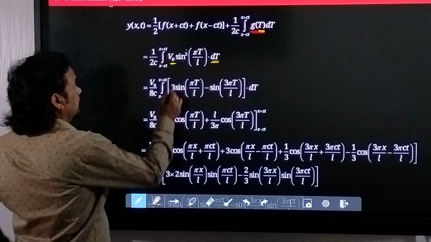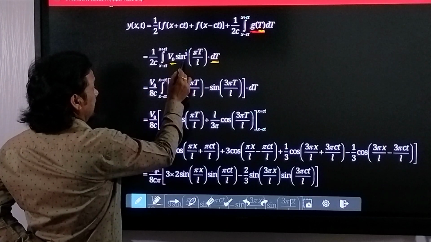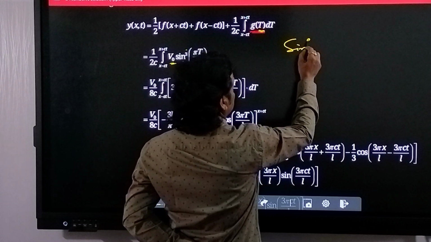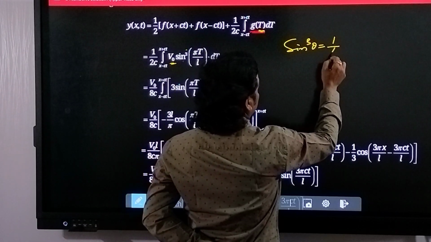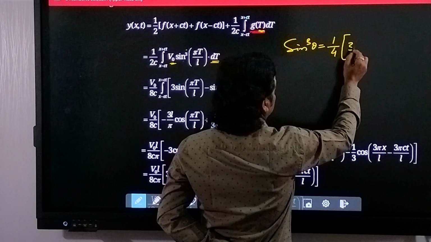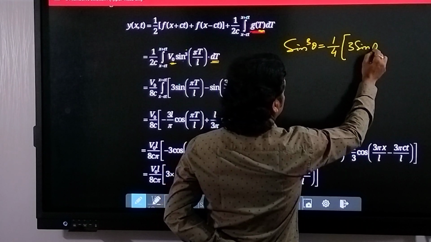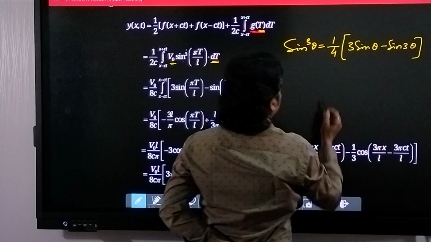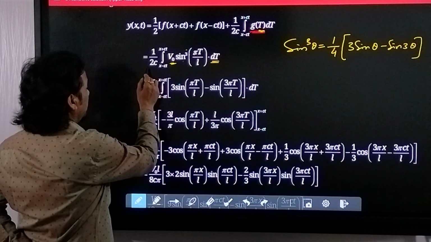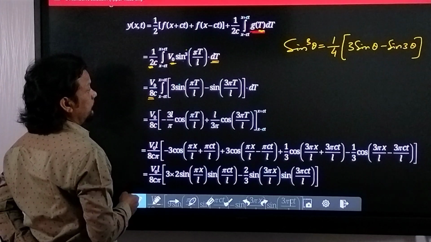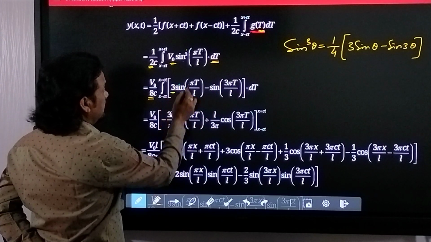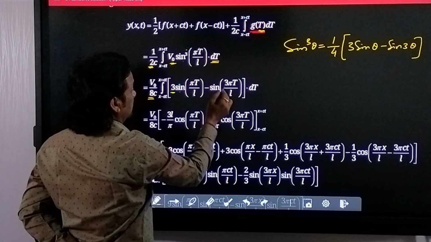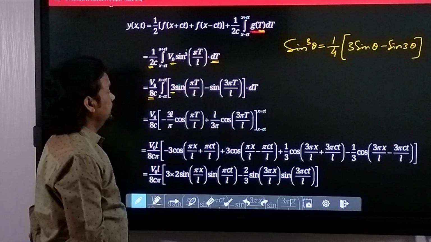See here, again v0 I have taken common, and sin cube theta. The formula is sin cube theta equals 1 by 4 (3 sin theta minus sin 3 theta). So 1 by 4, 4 into 2, it is 8. 8c, 3 sin theta, where theta is pi t by L, minus sin 3 theta, 3 into this one, 3 pi t by L.